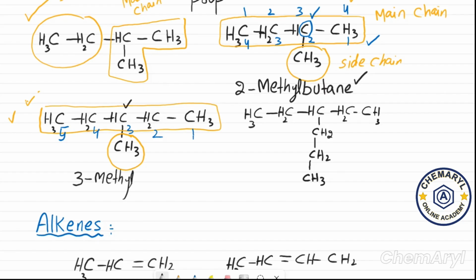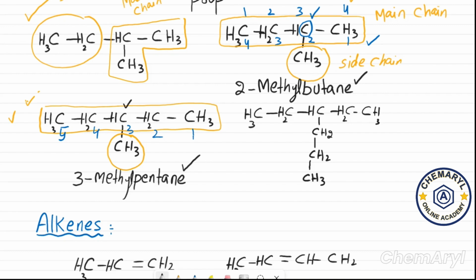How many carbons are present in the main chain? 5. So what is the prefix used for the number 5? Pent. Very good. And what is the suffix used for the alkane family? Ane. Very good. This one is the correct name for this given compound.